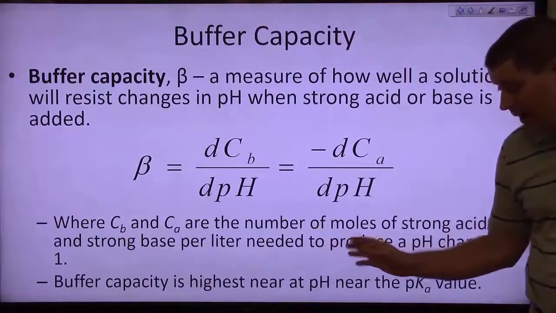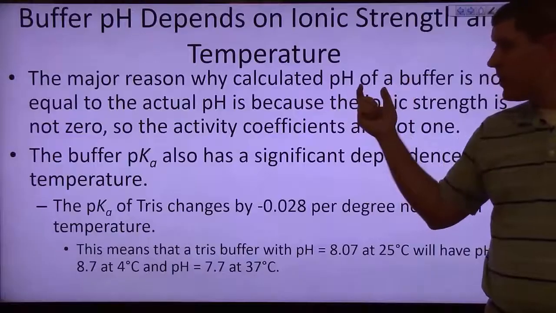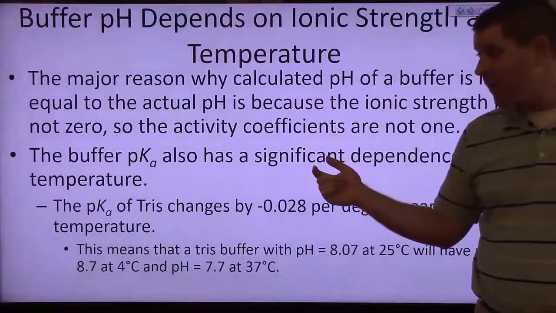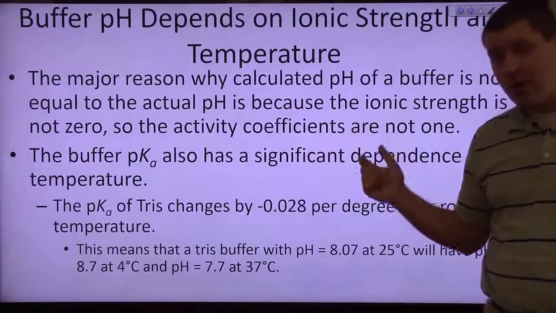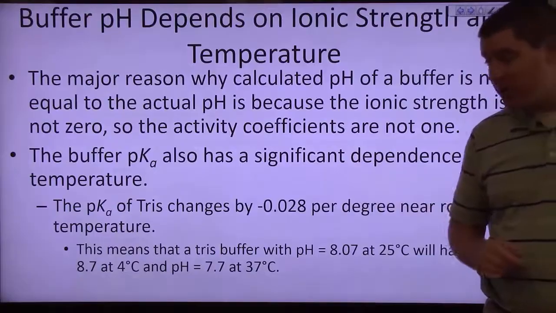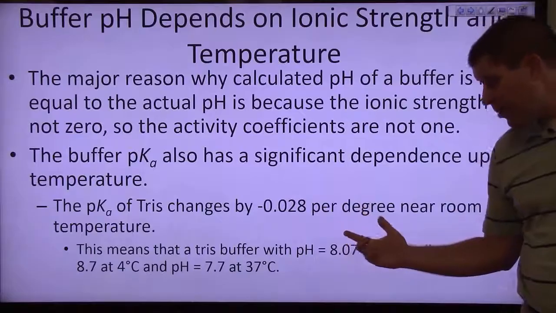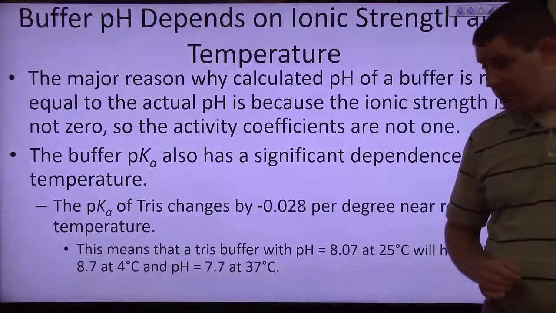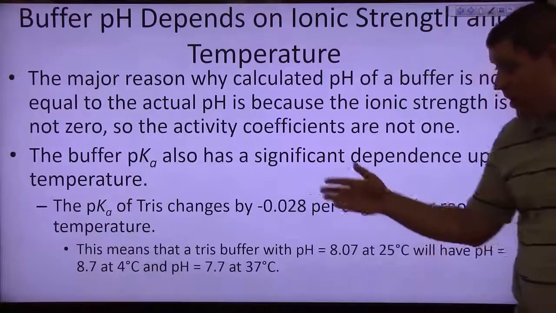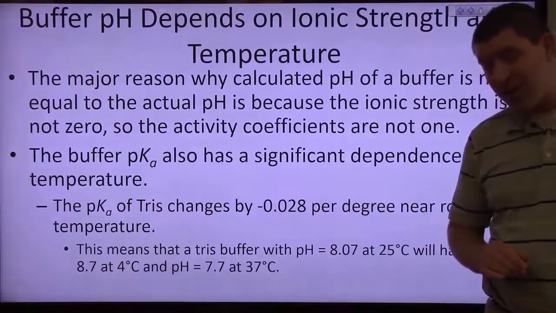Now, the buffer capacity is highest at pH near the pKa value. So the major reason why the calculated pH of a buffer is not equal to the actual pH is because the ionic strength is not 0. And that means that the activity coefficients are not 1. But the buffer pKa also has a significant dependence upon the temperature. For example, the pKa of tris changes by negative 0.028 per degree near room temperature. And this means that a tris buffer with a pH of 8.07 at 25 degrees C will have a pH of 8.7 at 4 degrees C and a pH of 7.7 at 37 degrees C.